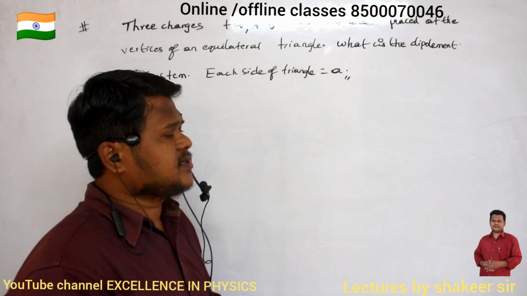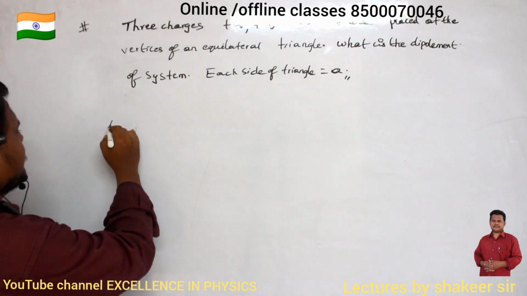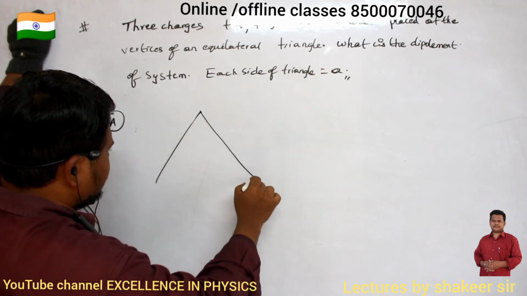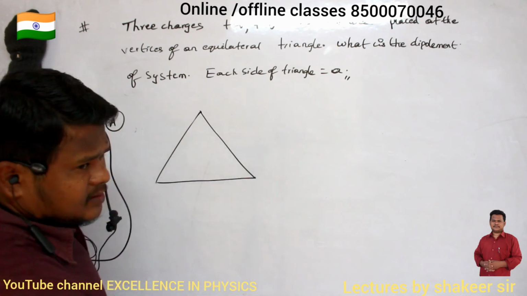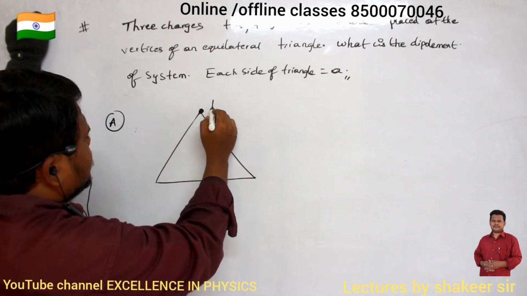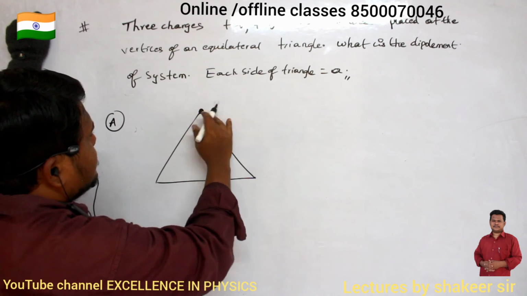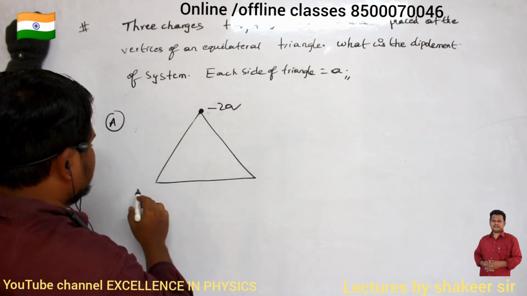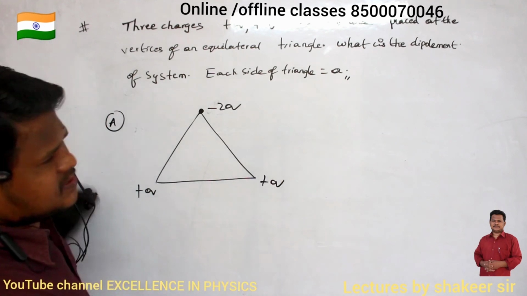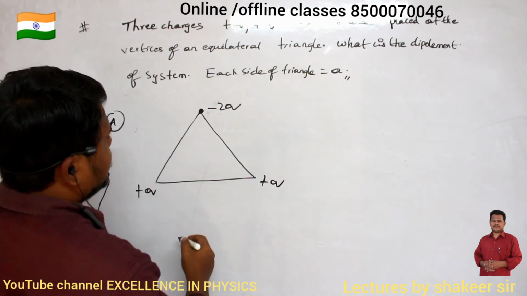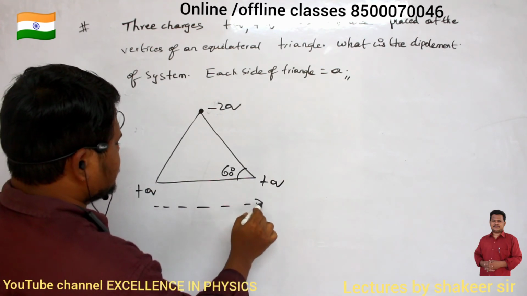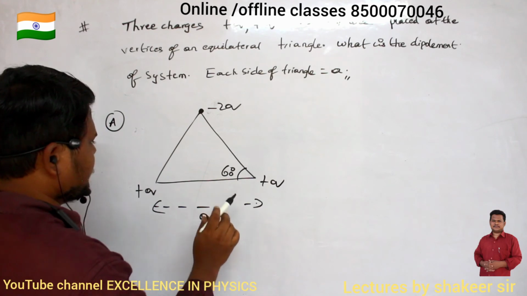Each side of the triangle is a, no? Okay. So first of all, let us draw this equilateral triangle. Let us consider here minus 2q charge is present. Here plus q charge is present, here also plus q charge is present. What is meant by equilateral triangle? Angle will be 60 degrees, no? And each side has a length of a.